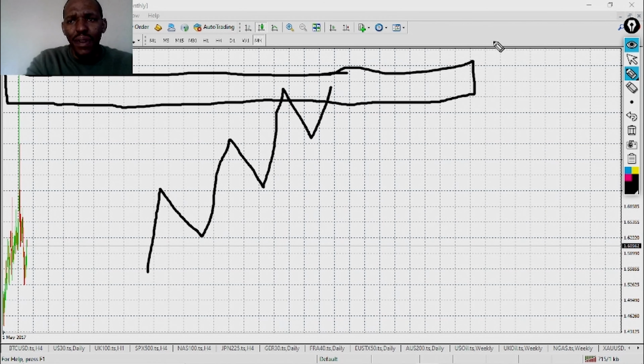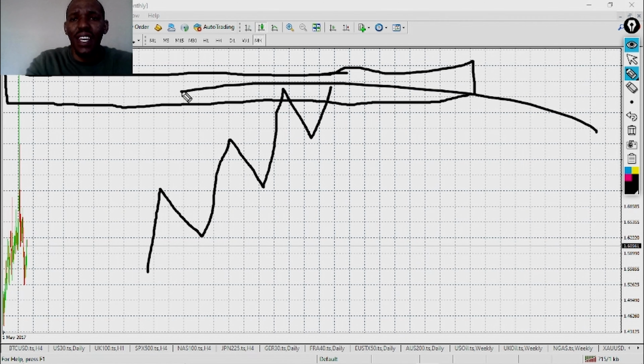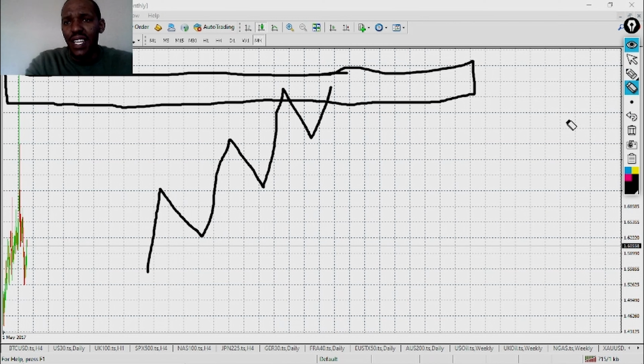If you can't find the place of demand for it, do not take the trade. It's not even considered as a double top. It's exactly as I said. It's the exact same thing as the double bottom, just the opposite of it.